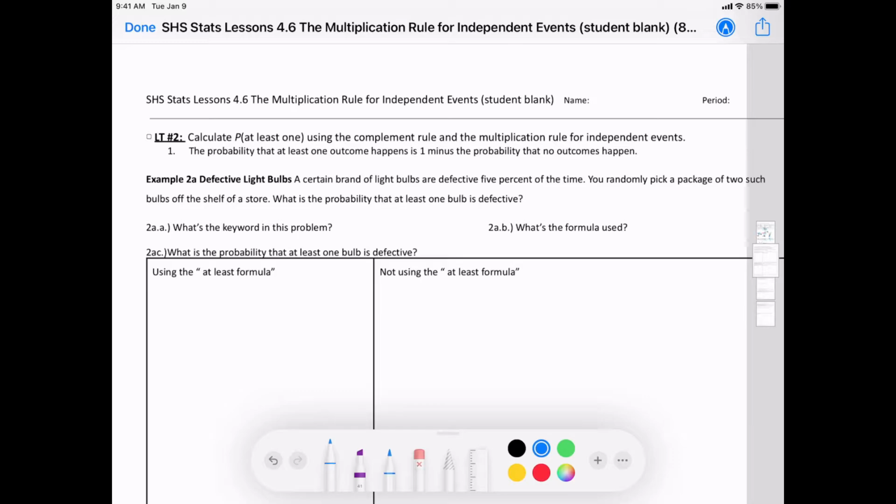All right, learning target number 2, we're going to focus on this concept called the at least one aspect. And you can do this 2 ways. You can use the complement rule or you can use it without, but number 1, the probability that at least one outcome happens is 1 minus the probability that no outcomes happen. A way of writing this would just be probability at least one equals 1 minus the probability that no one goes. None. 0. Let me write that in there. 0.